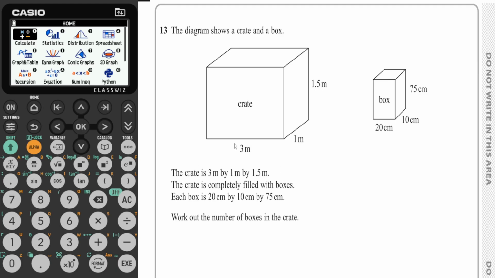Meters to centimeters we times by 100. So here we've got 300 centimeters. 1 meter is 100 centimeters and 1.5 meters is 150 centimeters.